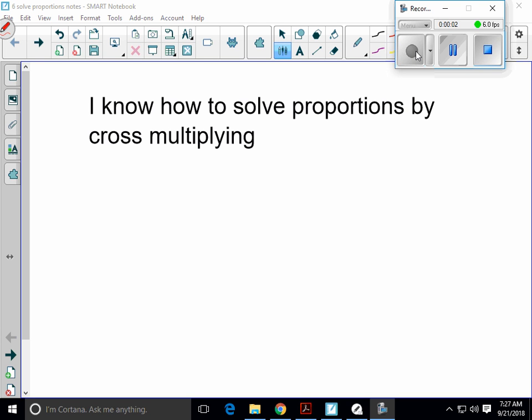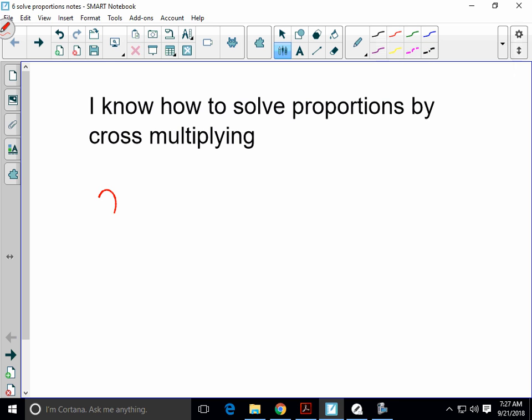The goal for today is to solve proportions by cross-multiplying. Okay, now you've already solved some proportions. Let's say I give you a problem, 2 over 3 equals blank over 18. And you had to figure out that missing number to complete your proportion.